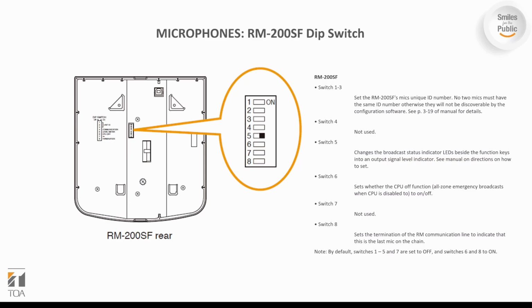Switch number 7 is not used. And finally, switch number 8 sets the termination of the RM communication line to indicate that this is the last mic on the chain. By default, switches 1 to 5 and 7 are set to off, and switches 6 and 8 to on.